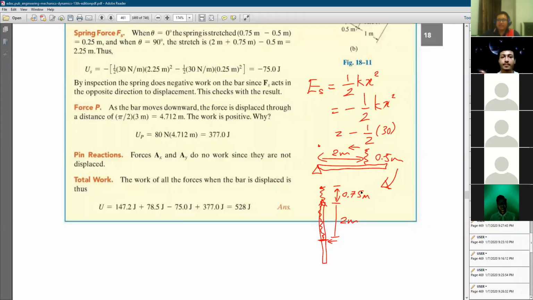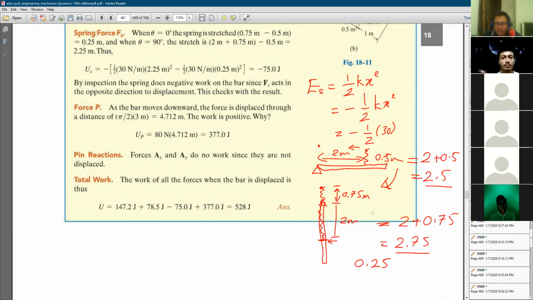Okay, 0.75. So now what you can see is the original length here is 2 plus 0.5. The final position here is 2 plus 0.75. Okay, here it is 2.5. Down here is 2.75. So if you take the difference, you will have 0.25 here, between the final and the initial unstretched. So this is the change of the spring length.